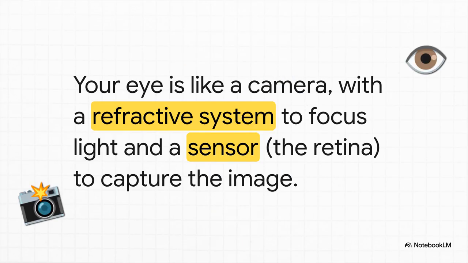Okay, the absolute best way to wrap your head around this is to think of your eye as a biological camera. I mean, it's got all the parts. It has a refractive system, that's the lenses, to focus the light. It's got an aperture, the pupil, to control how much light gets in, and of course, it has a sensor at the back, the retina, to capture the image. So let's start with those lenses.